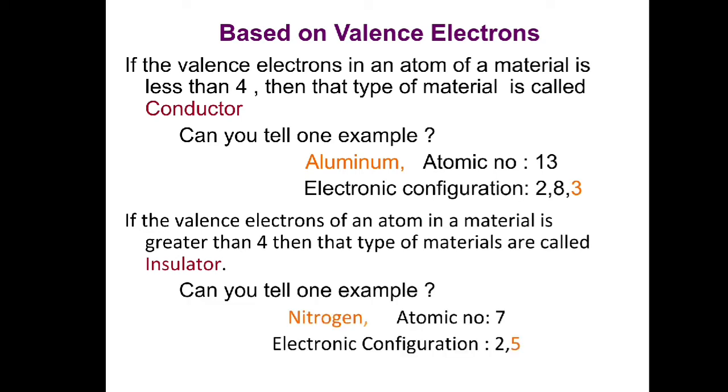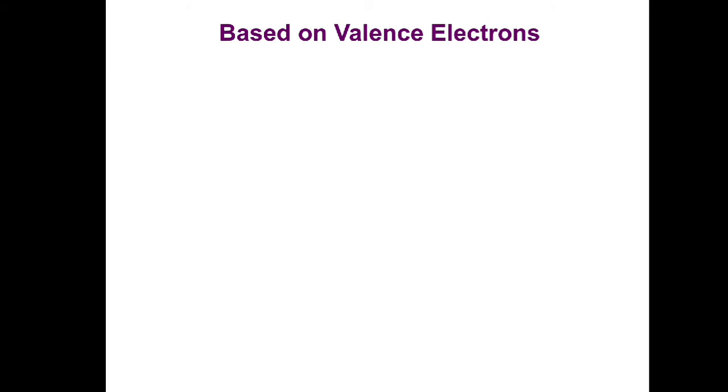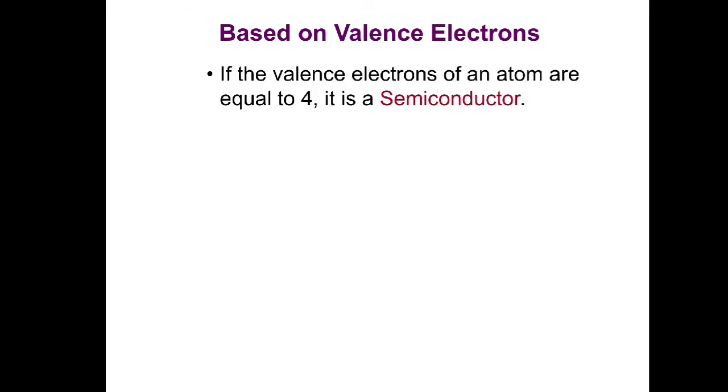Let us consider another example: nitrogen, whose atomic number is 7. Its electronic configuration as per the formula is 2, 5. So 5 are the electrons which are present in the valence band. Therefore 5, which is greater than 4, is treated as an insulator. Examples of insulators are wood and rubber.